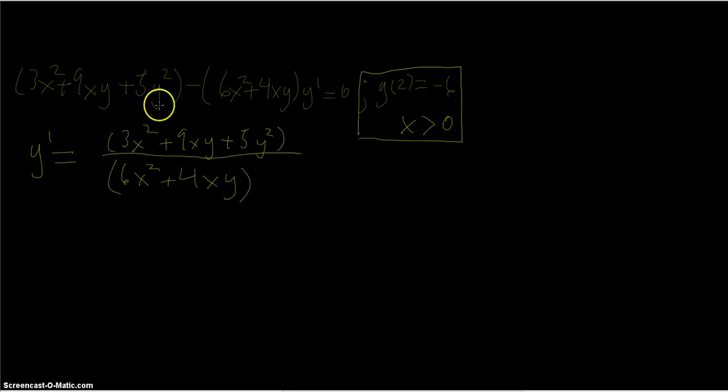Rewrite this equation so that y prime is by itself. So move this to the right, divide by this, and the substitution we will use is y equals v times x, v being a function, so that y prime equals v prime times x plus v by the product rule.